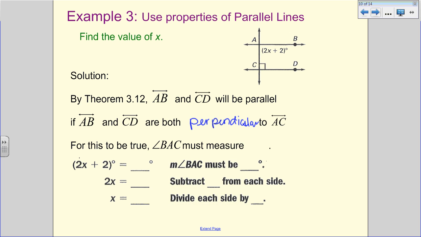to AC. Let me rewrite that a little bit, guys. My handwriting gets a little atrocious. Perpendicular to AC. So in order for that to be true, this angle BAC, this 2x plus 2, must have a measure of 90 degrees. So since it must be 90 degrees, set it equal to 90. Subtract the 2 from each side, and then divide each side by 2. X must be 44.